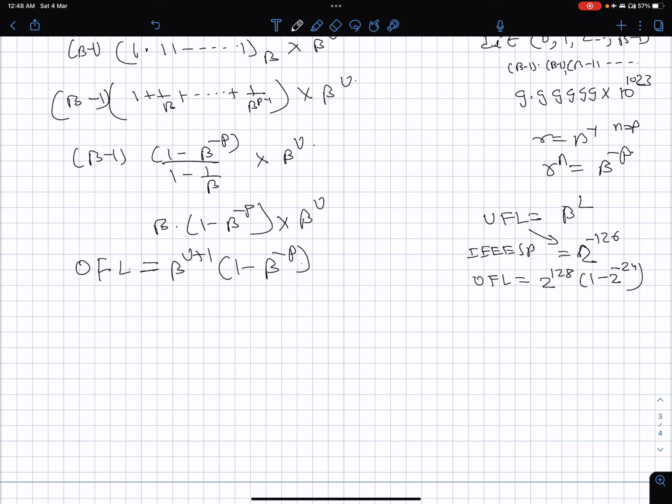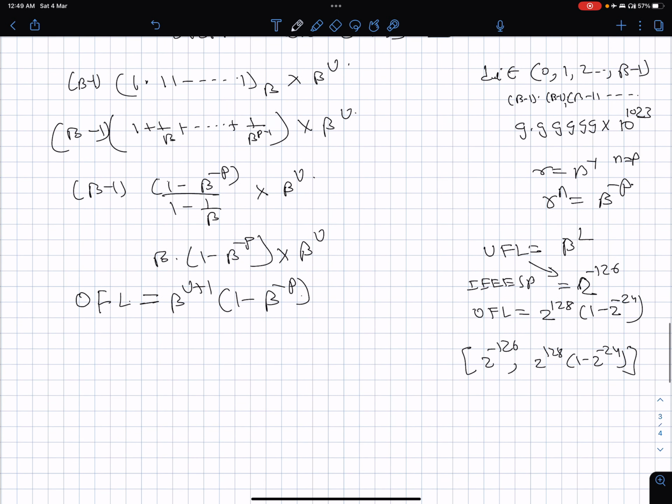So anything which is between this and this can be represented, can be approximated, and we will look into rounding rules, chopping, to the nearest. We'll look at those things later on, but this is the range of non-zero numbers which can be represented. Anything beyond this cannot be represented, so you have crossed the overflow limit.